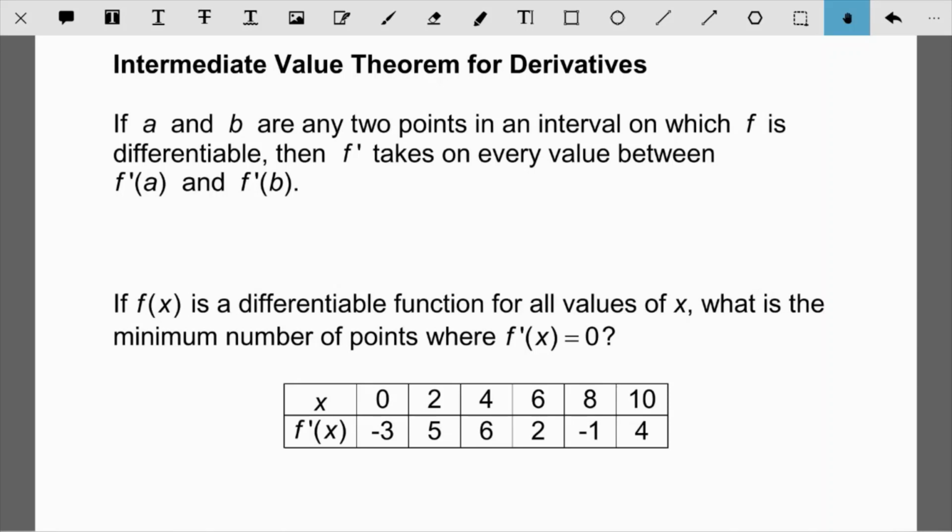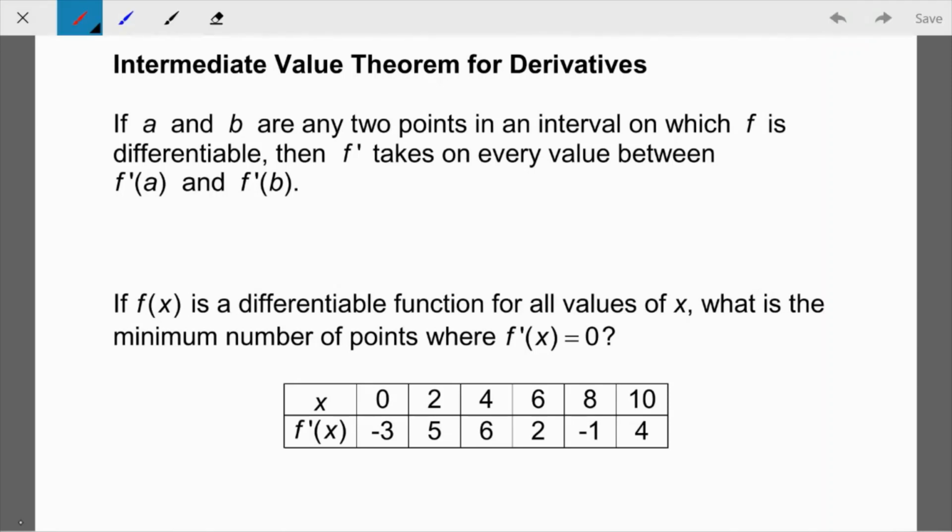Okay, so with that being the case, here's the type of question where that's going to become important. It says in this problem at the bottom, if f of x is a differentiable function for all values of x, what is the minimum number of points where f prime of x is equal to 0? Okay, so we know that f of x is a differentiable function. So that tells me the derivative has to exist for all values of x. I'm not going to skip over any points in my derivative function. That means my derivative function is continuous. So knowing that my derivative function is continuous, what's the minimum number of times I crossed over 0?